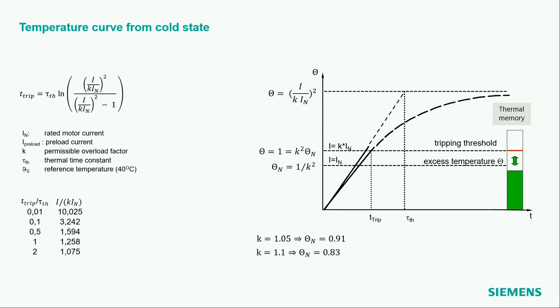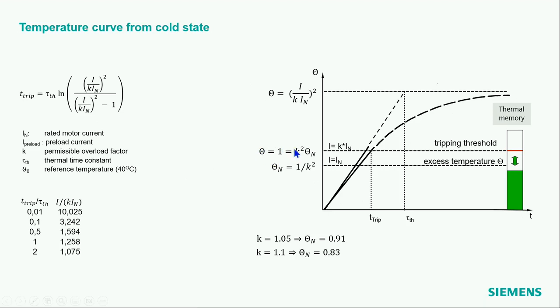Here I would like to point out a couple of items which I think are worth mentioning. Again, I have this formula here, and this is the E function we were already discussing, and the temperature goes up following this E curve, this exponential curve. And if the temperature reaches 1, then there will be the tripping condition for this function. Maybe some findings, some relations. If I put not the maximum current inside, so k times I n, where this is the formula, k times I n will lead me to 1.